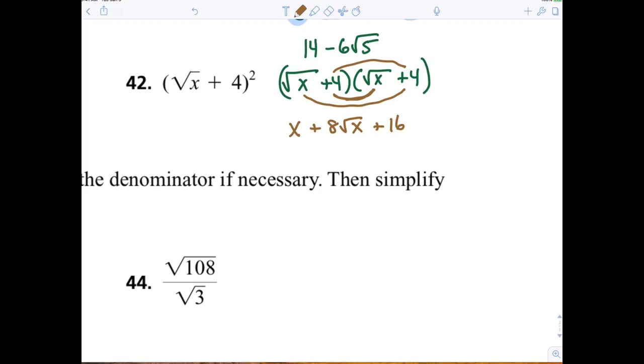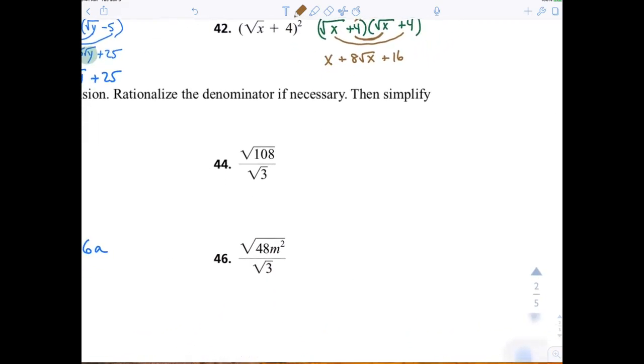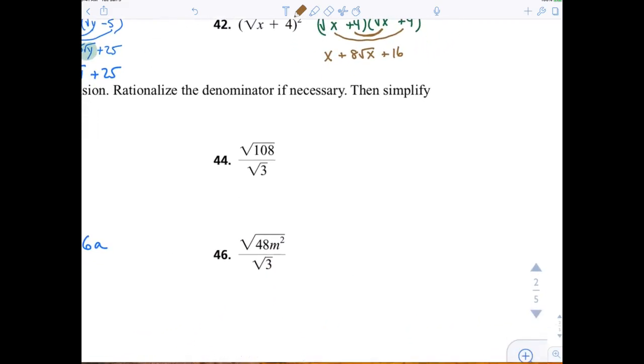Any issues? Alex, still good? All right, that's really as hard as it gets. That's all the multiplication. The numbers could be harder, but the process is easy. Now we're going to practice dividing.